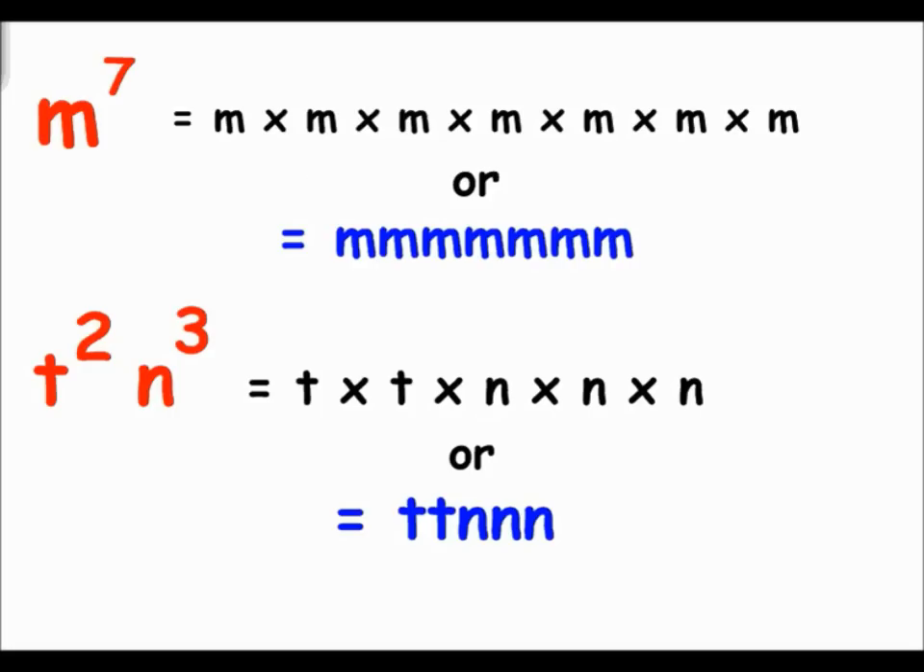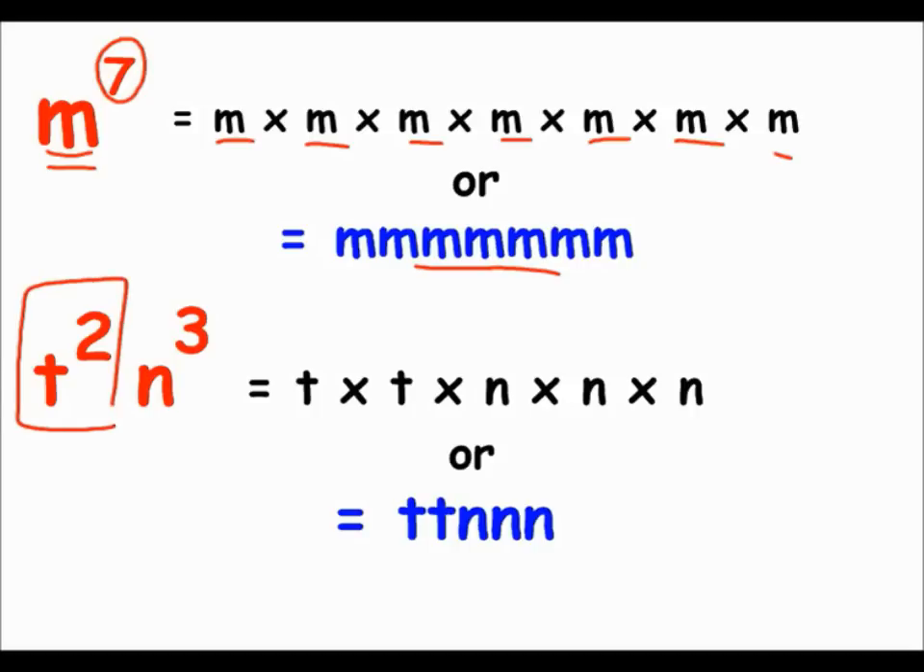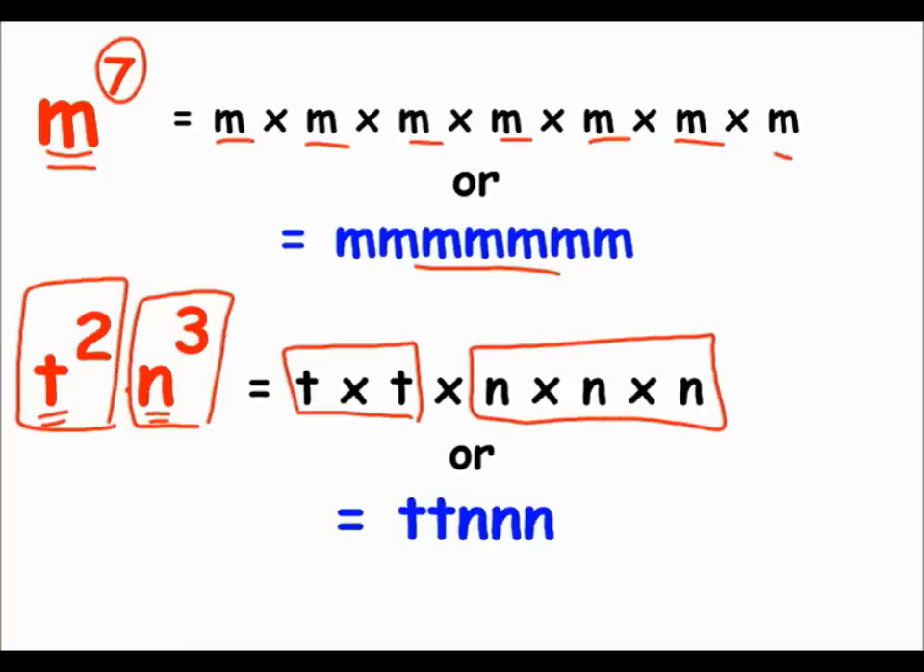M to the 7th power, the exponent is 7. That means you're multiplying m times itself 7 times. And you can write it like this as well. In the next example, t squared, right here, this means t times itself twice. This means the base is n times itself 3 times. So you could write it like this, or like this.